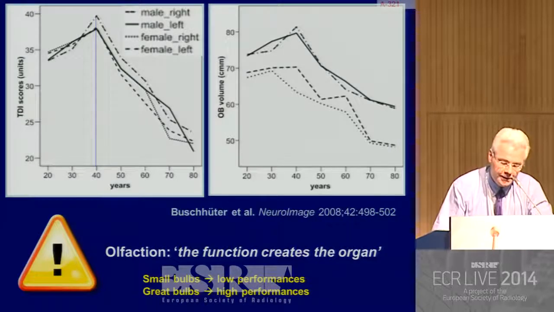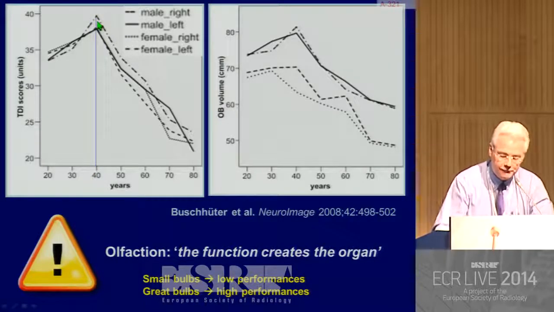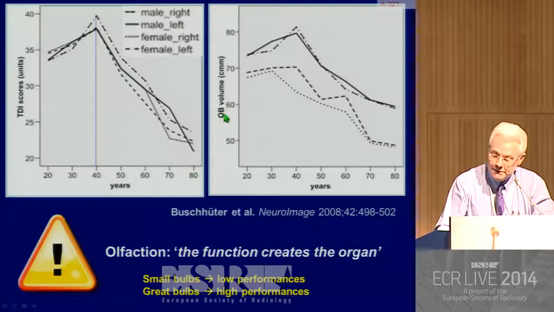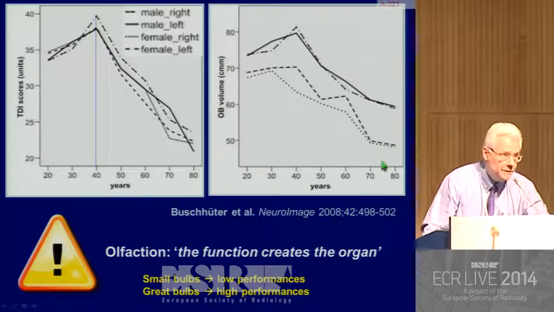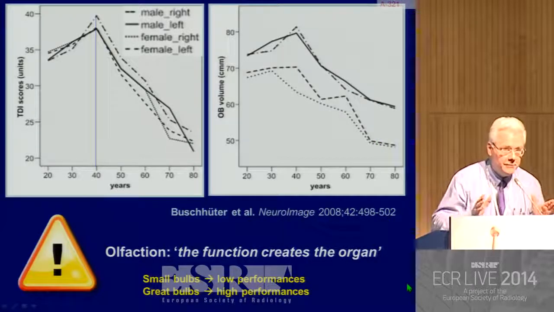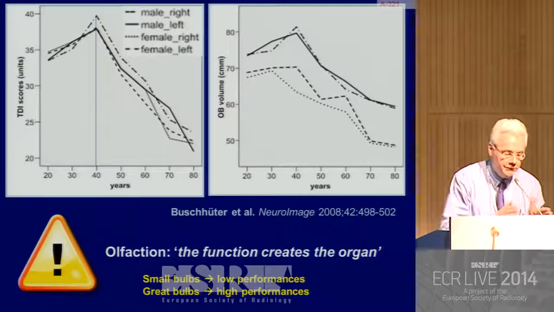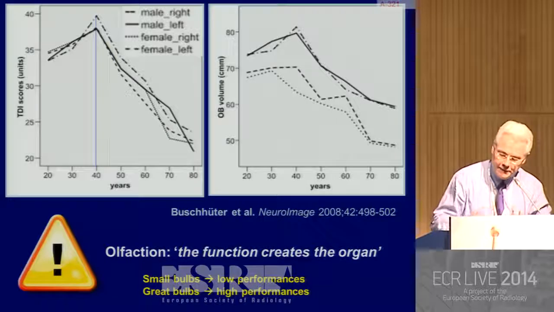As illustrated here, we all have a peak of performance at the age of 40. This is given by this curve comparing the TDI score, which is a clinical score of smell, to the years of age. And look at this, you have olfactory bulb volume against age, and you have almost a similar curve, which means that there is a very, very close correlation between the performance of smelling and the volume of the bulb.